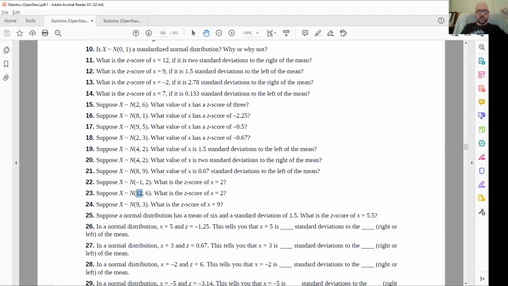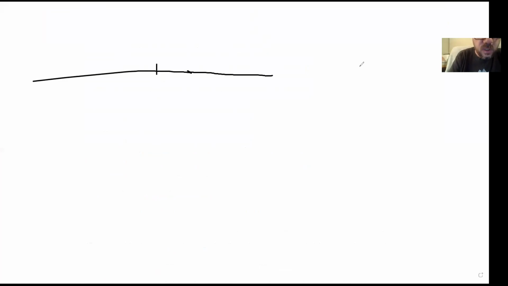We can also use a formula for that if that was not helpful. Let me draw a picture first, and then I'll use the formula. So here's 12. This is 2. And a standard deviation is 6 units. So sigma equals 6, which is about, let's say, this long.